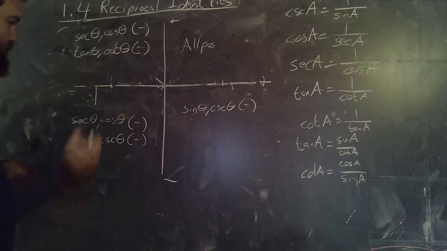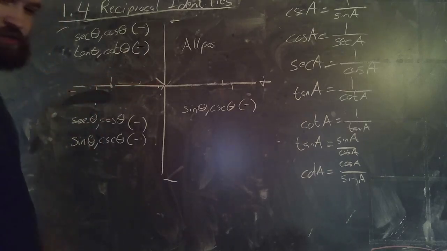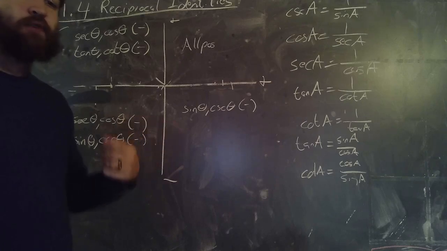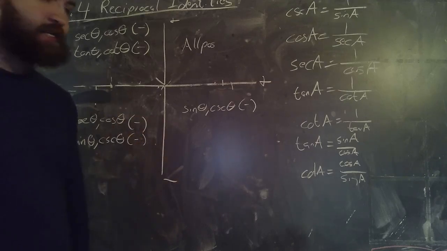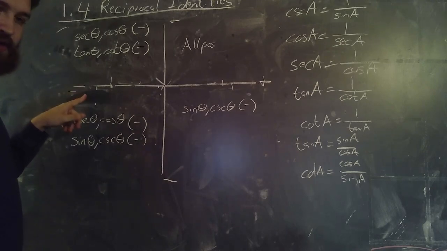Now notice in the third quadrant that both the a distance, which is the y direction, and the b distance, which is the x direction, will be negative. So any ratio of negative over negative will produce a positive. That actually means that tangent and cotangent are both positive in the third quadrant.